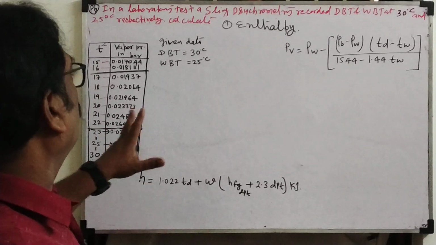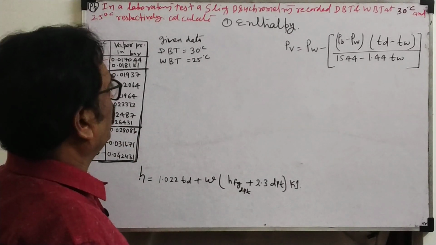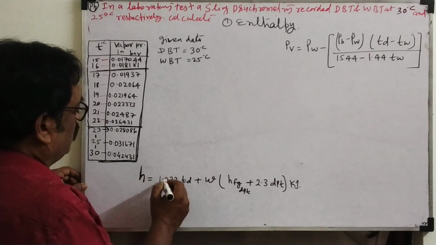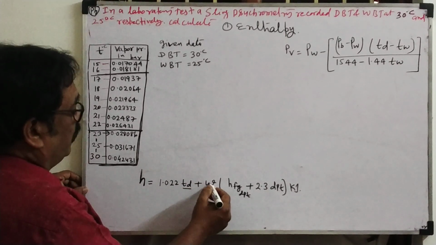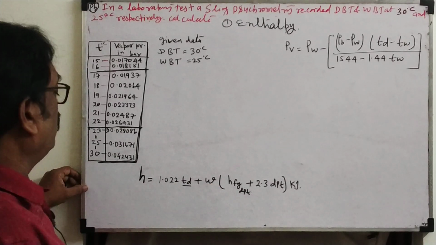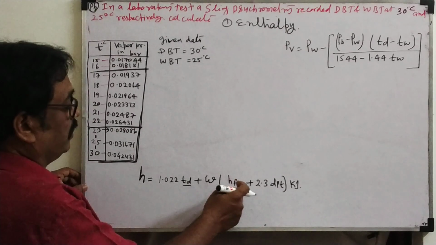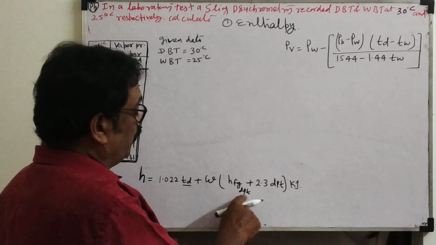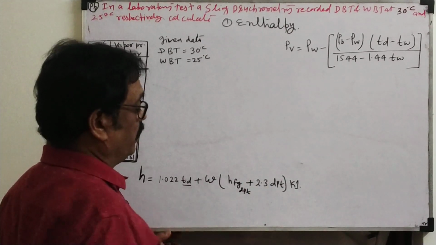Based on this formula we will calculate. So how to calculate the enthalpy? We have the enthalpy formula: h equals 1.022 TD, the dry bulb temperature, plus W, the specific humidity or humidity ratio, times HFG, the enthalpy of latent heat at the dew point temperature DPT. At the dew point temperature, what is the HFG? 2500 plus 1.9 into DPT.